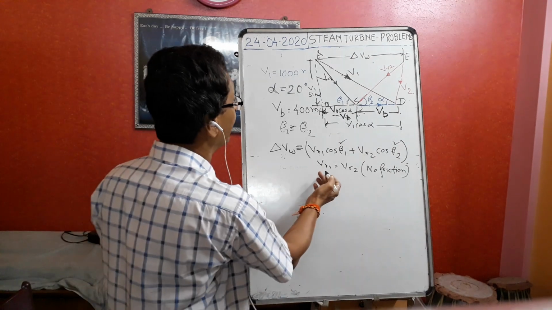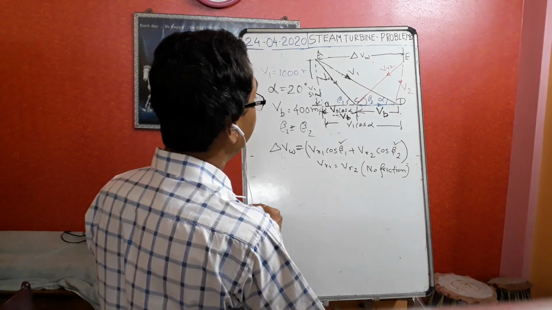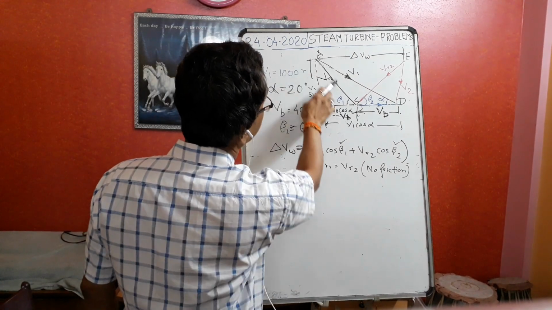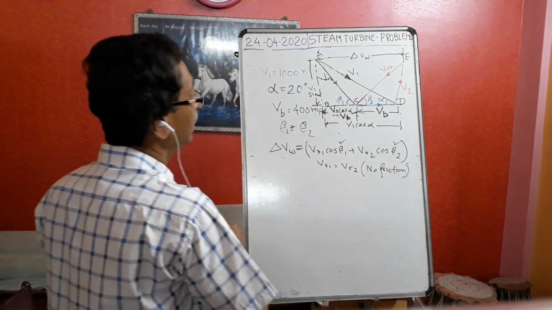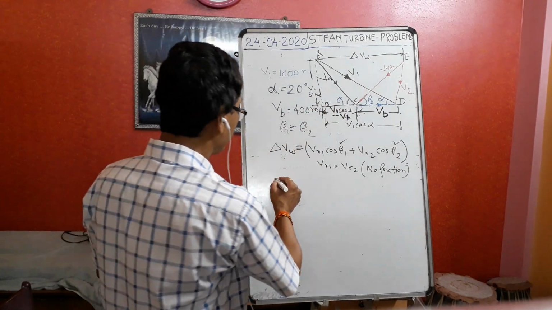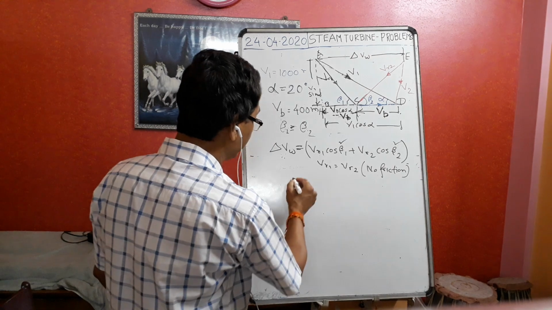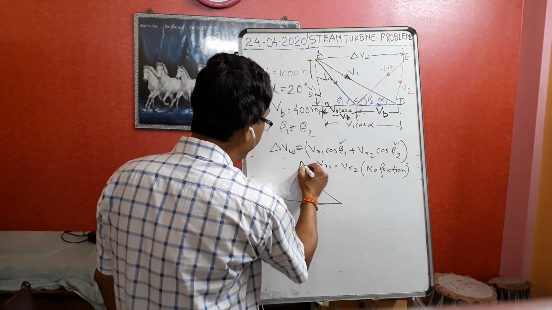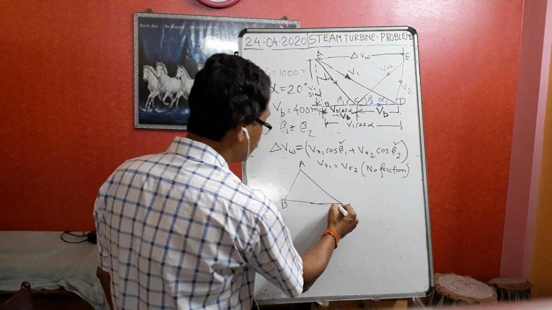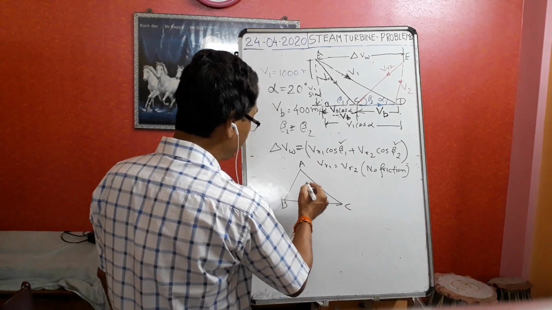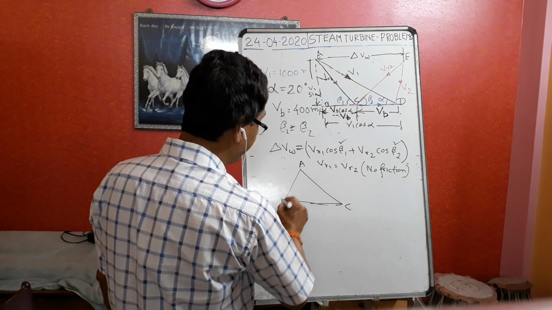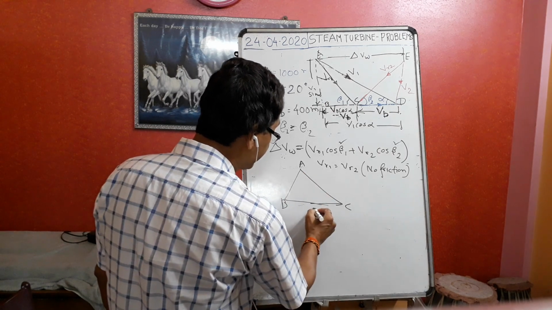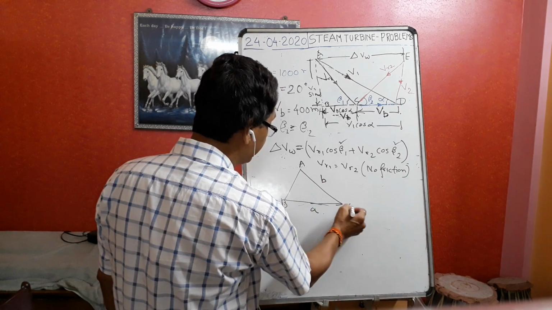But I do not know Vr1. How to find out Vr1? What is the Vr1? This is the Vr1. So this Vr1 you can find out by applying the sine law. Suppose this is the triangle. What is the sine law? A, B, C. The Lami's theorem already you have done. So this angle is A, this angle B. So if this side is small a, this side is small b, this side is C.